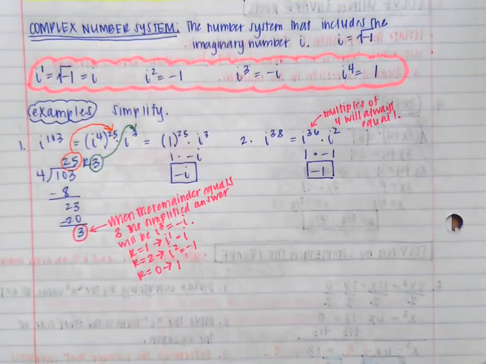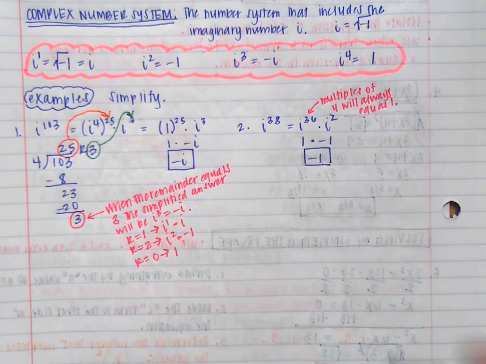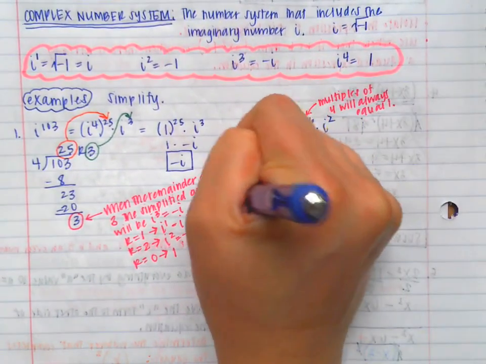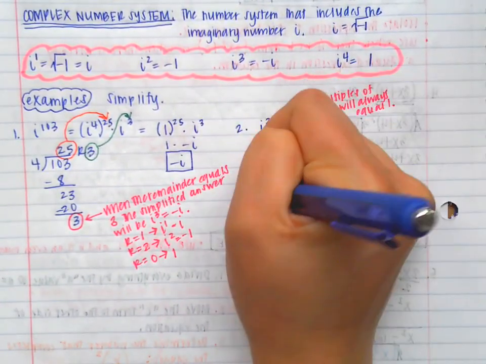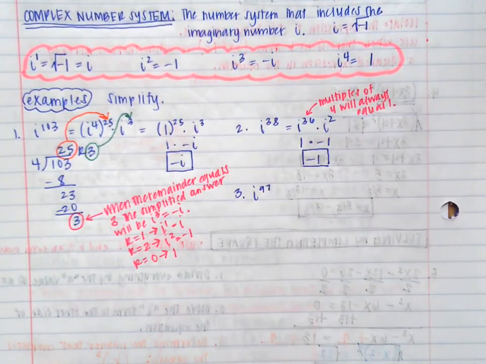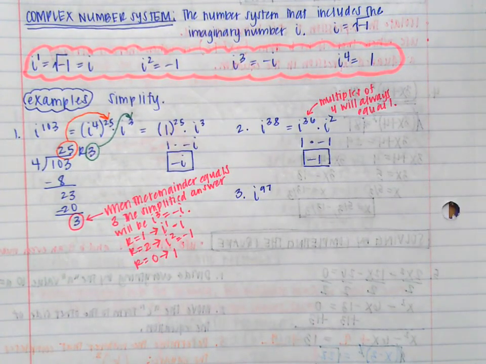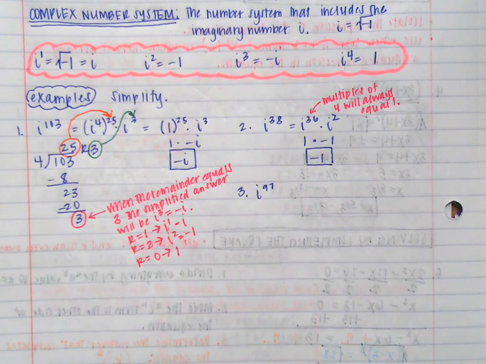Okay, why don't you guys try thinking about this one on your own. So number 3, i to the 97th power. So pause me here, try and think about that one on your own, and then come back and check your work.